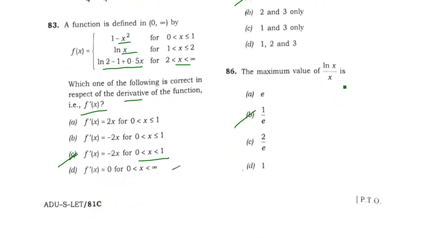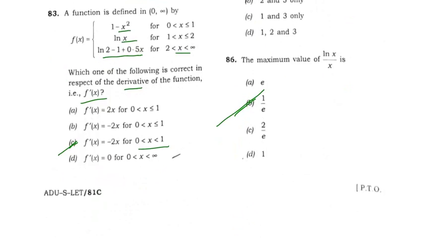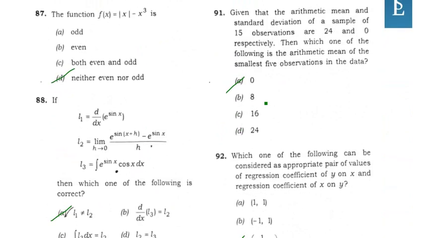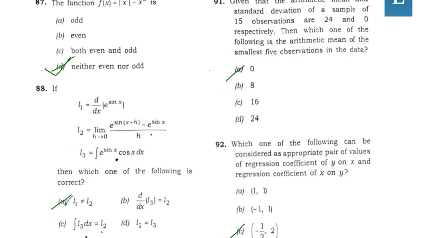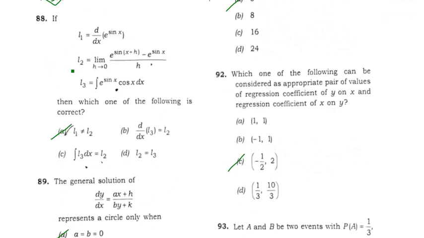The maximum value of ln x upon x is, so this is a very big, important question, 1 upon e. It was asked in so many exams. Next question: the function f(x) is equal to mod x minus x cube is, so it is neither even nor odd. Okay, next question: d upon dx of e power sin x.